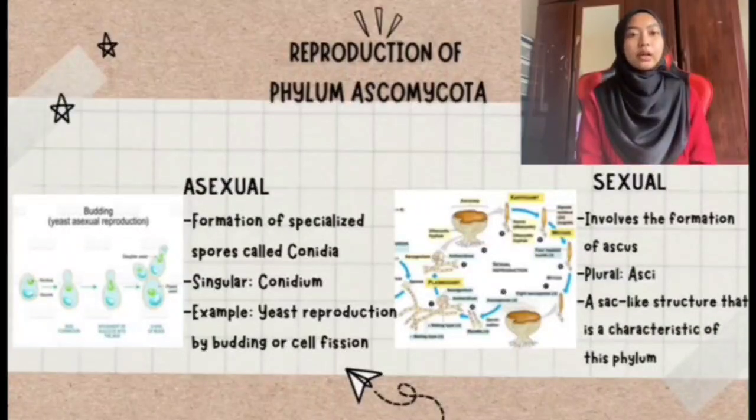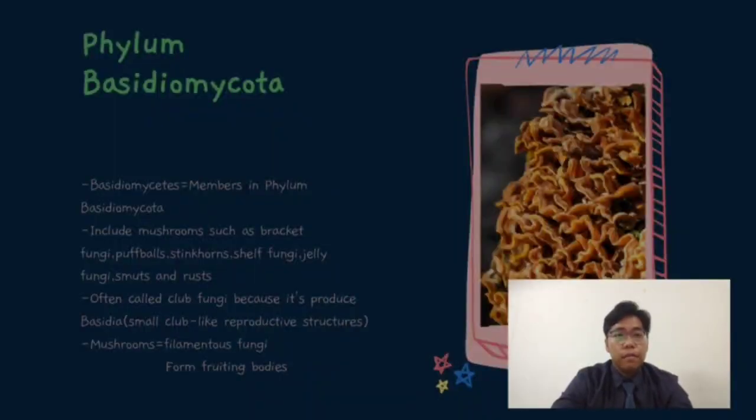Sexual reproduction of phylum Ascomycota involves the formation of asci, which is plural for ascus, a sac-like structure that is a characteristic of this phylum. Fungi can be classified into three phyla, and the last one is phylum Basidiomycota.